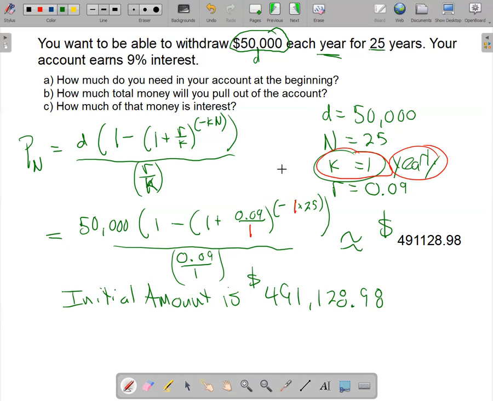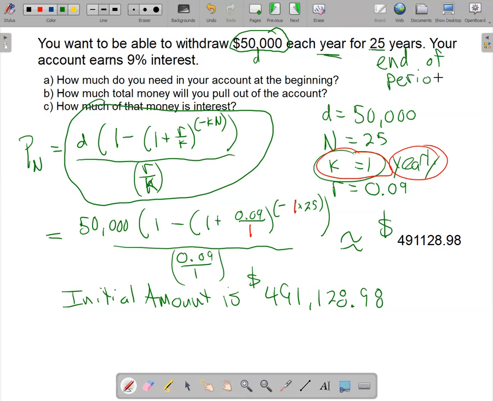And again, one thing about these accounts, the spreadsheet has a little flag to say, are you making or pulling the money at the beginning of the month or the end of the month? Our formulas here are designed to use the end of the month. So these are always end of the year, end of period calculations is the assumption. The formula is a little different if you assume it's the beginning of the period, but we're always assuming end of period payment or end of period withdrawal.